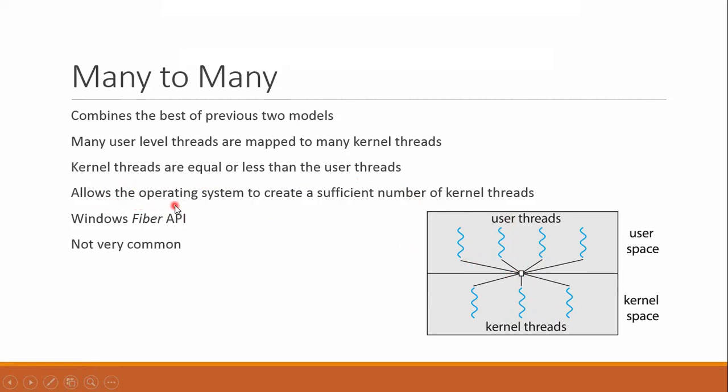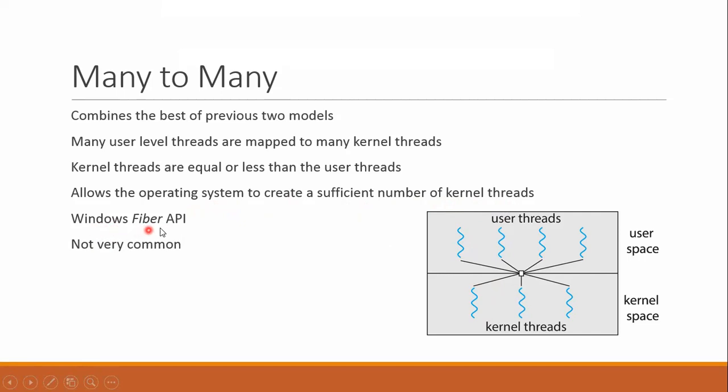This model allows the operating system to create a sufficient number of kernel threads. So the operating system may decide how many kernel threads it should create. This decision may depend upon the application or the architecture of the system, that is, how many cores are available in the system. So these two factors may help the operating system to decide how many kernel threads it should create.